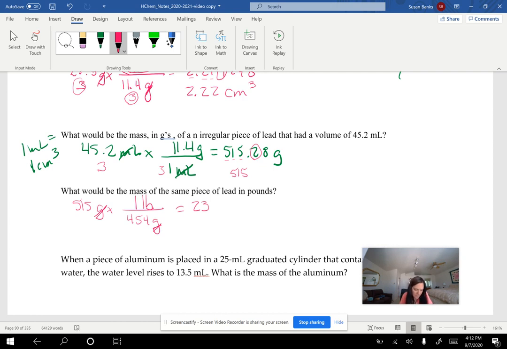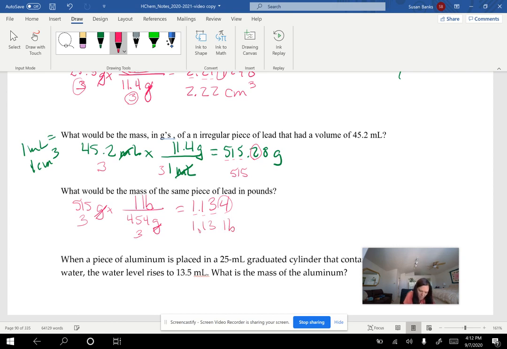Oh, I multiplied. I needed to divide. That's what was going wrong. 515 divided by 454 gives me 1.134. So I have 3 digits here and 3 digits here. So 1, 2, 3. That 4 tells me to keep it at 1.13 pounds.